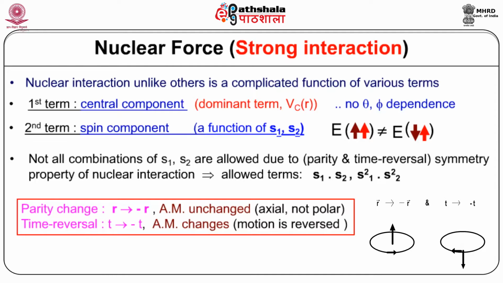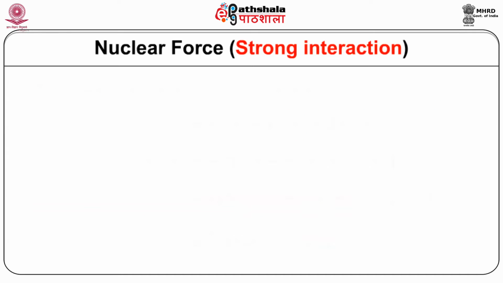Now, what is the meaning of parity change? When r is changed to minus r, angular momentum is unchanged. Time reversal symmetry means when t is changed to minus t, angular momentum changes, that is, motion is reversed. We are discussing the various components in nuclear force or nuclear interaction.